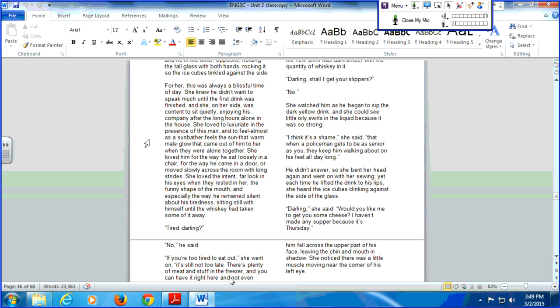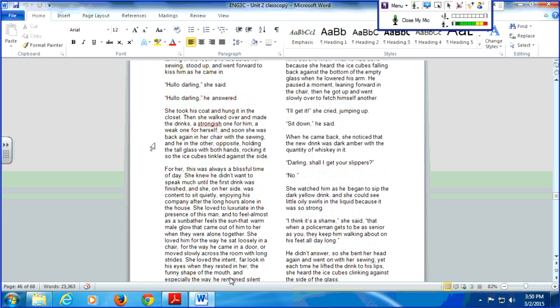She loved him for the way he sat loosely in a chair, for the way he came in a door, or moved slowly across the room with long strides. She loved the intent, far look in his eyes when they rested on her, and the fine shape of the mouth, especially the way he remained silent about his tiredness, sitting still with himself till the whiskey had taken some of it away. "Tired, darling?" "Yes," he said, "I'm tired."